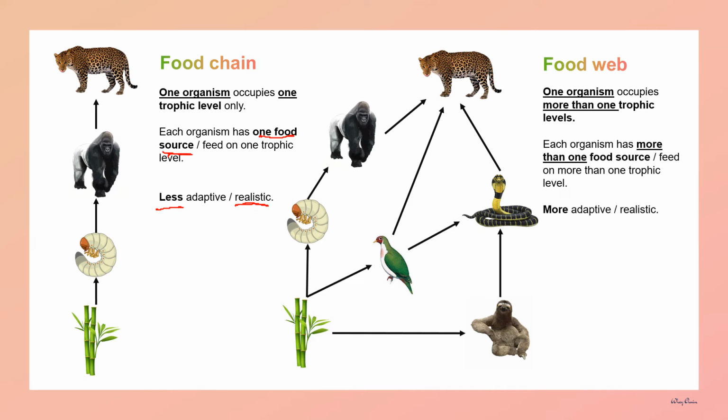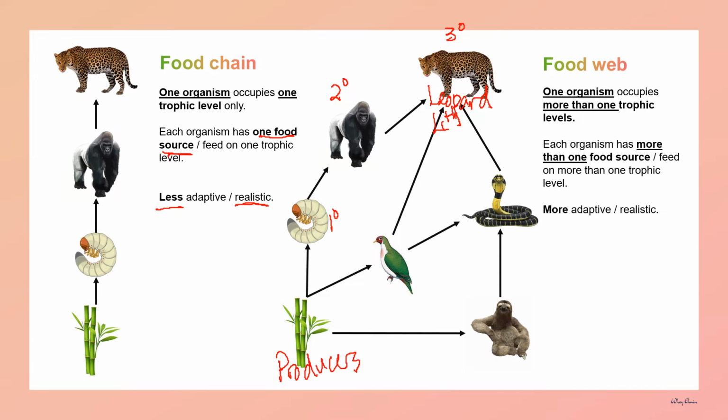Food web has the main idea that one organism may play more than one role. Dia mempunyai peranan lebih daripada satu, atau kita kata occupy more than one trophic level. So for example, our first trophic level is always producers, which is the food source for the primary consumer, and the primary consumer will become the food source for the secondary consumer, and the secondary consumer will be eaten by the tertiary consumer. So in this example, the leopard occupies the fourth trophic level.